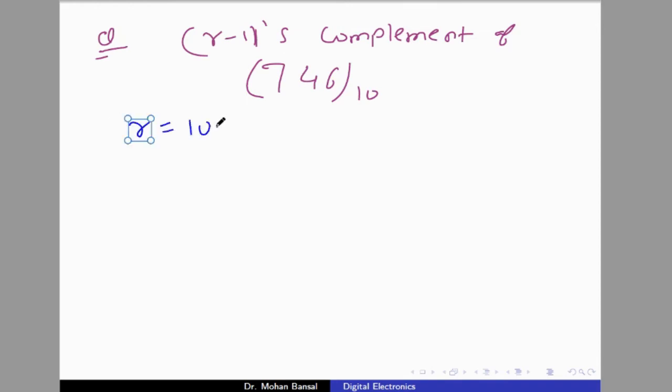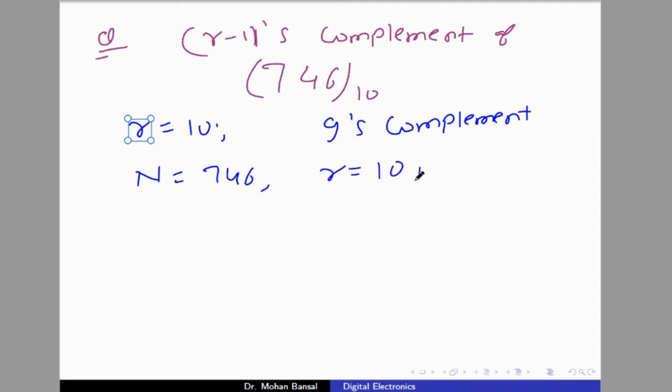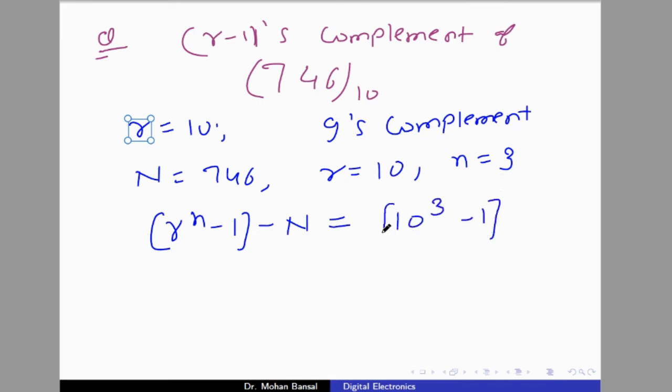So R is 10. That means we are talking about the nines complement. We'll compute the nines complement of this number, where N is 746, r is 10, and small n is 3. So according to the formula, we'll write R to the power n minus 1 minus N. So we will get 10 to the power 3 minus 1 minus 746, where 10 to the power 3 minus 1 is nothing but 999. So the concept is that the nines complement of a decimal number can be obtained by subtracting each digit from 9. So what we have to compute?